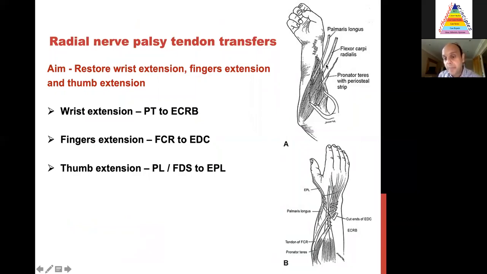And then if you come to this diagram, pronator teres goes and attaches to ECRB. FCR, they're all coming from the thumb side, goes and attaches to the EDC. Palmaris longus will attach to EPL. EPL can be here or a bit volar, doesn't matter. This is how you achieve your wrist extension, finger extension, and thumb extension.